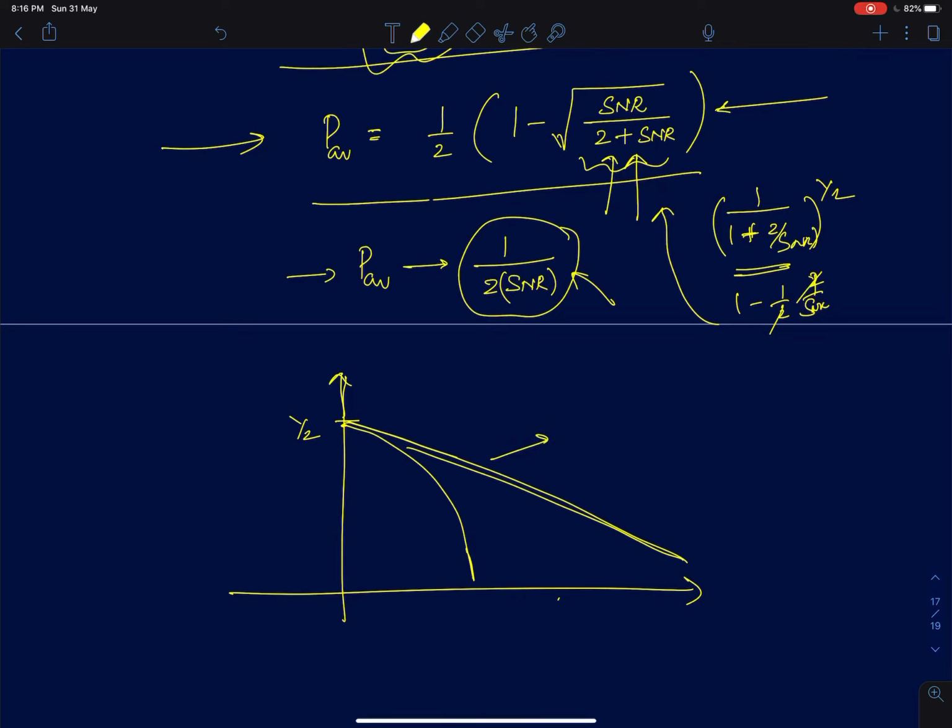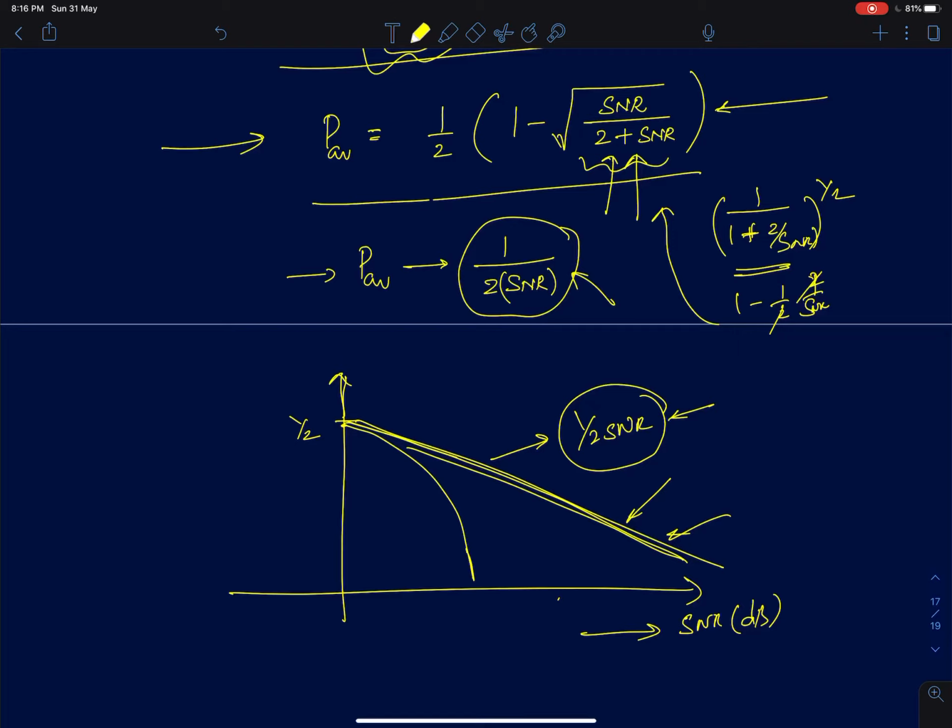Okay, so I'm showing this on a logarithmic scale. On a logarithmic scale, 1 by SNR, if you take 10 log of it, you will get a linear line with a negative slope. So that's why I've shown it here. This is a logarithmic axis. So bit error rate versus Eb by N naught, SNR is on logarithmic in decibels. See, understand this 1 by 2 SNR is not in decibels. This is in ratio of powers. But if I take 10 log of that, I'll get a linear line like this.